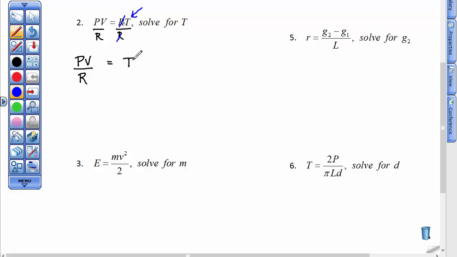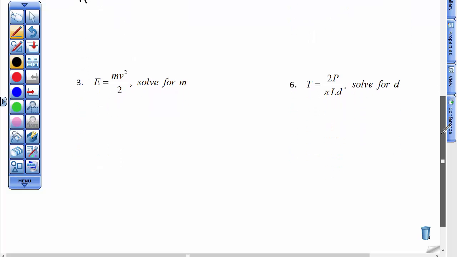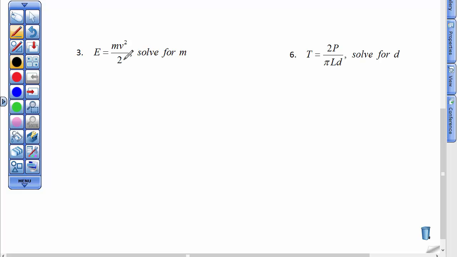So let's go ahead and work on some problems that are a little bit harder. So the next one, E equals m v squared over 2. A couple of things. First of all, I'm looking to solve for, sometimes I will highlight what I'm looking to solve for. I'm trying to get this m alone. Now, I have lots of options, but one of the things I like to do is clear the denominators. So I like to multiply both sides by 2 to get rid of that denominator.